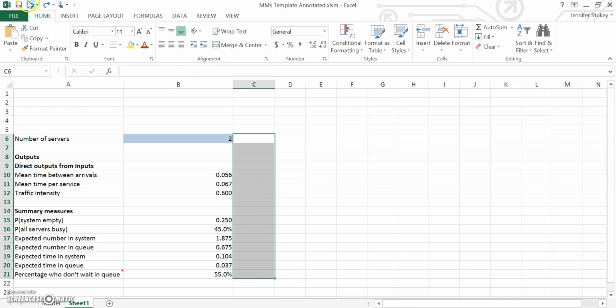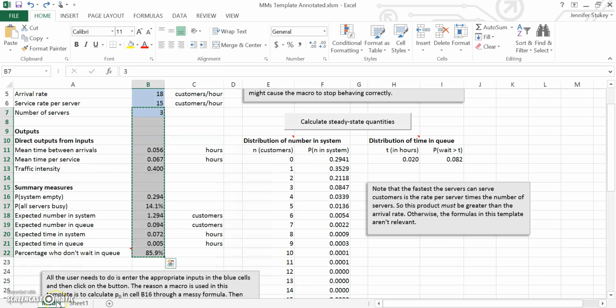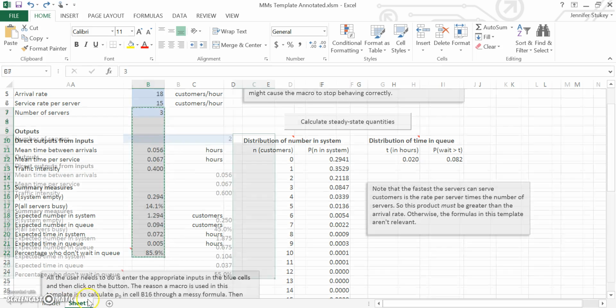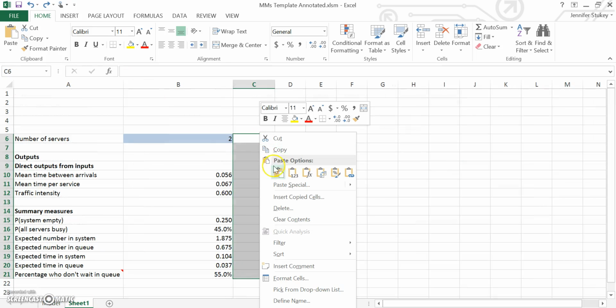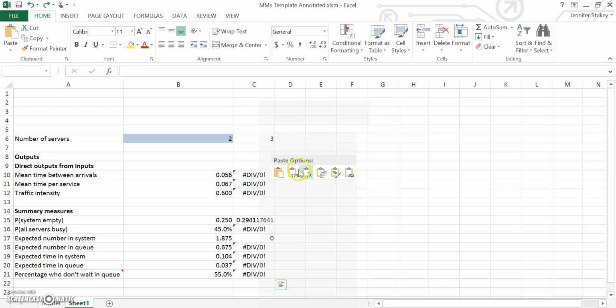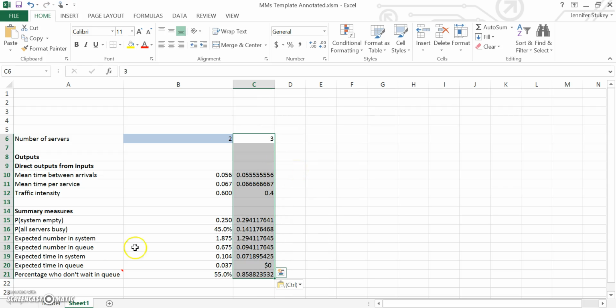Oh, and I did the same thing. I didn't copy and paste my values, so let me copy again and go to paste special and do values. Okay, we're going to do one more.